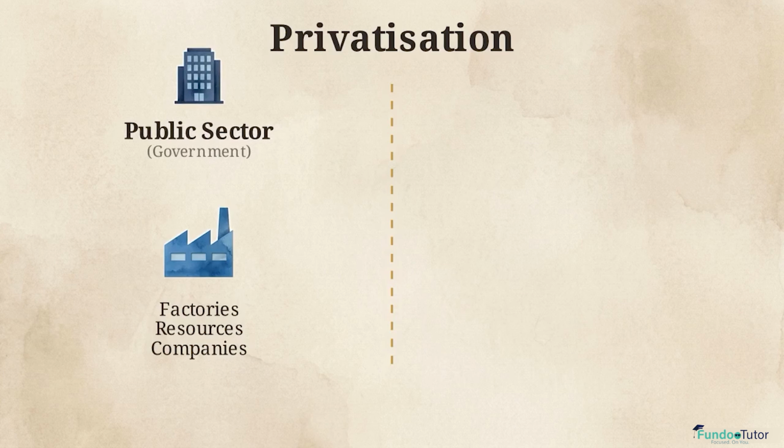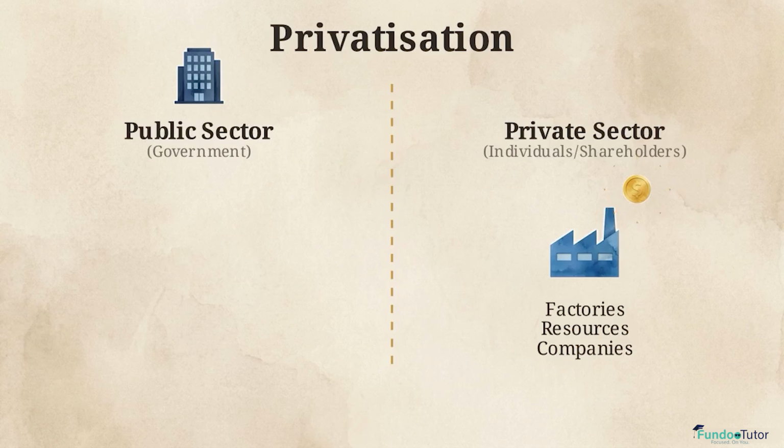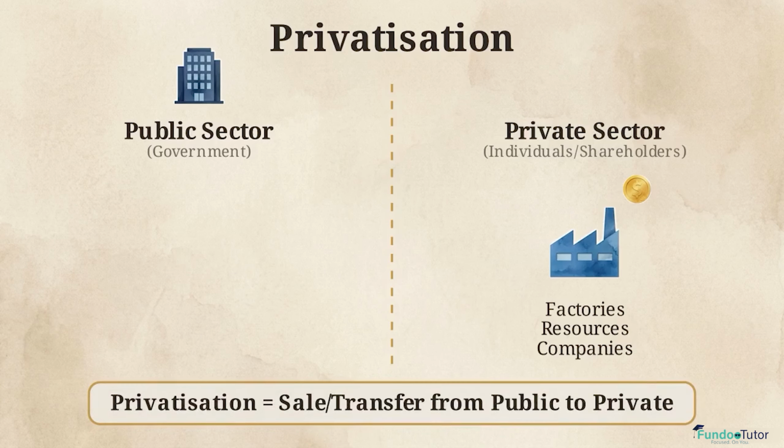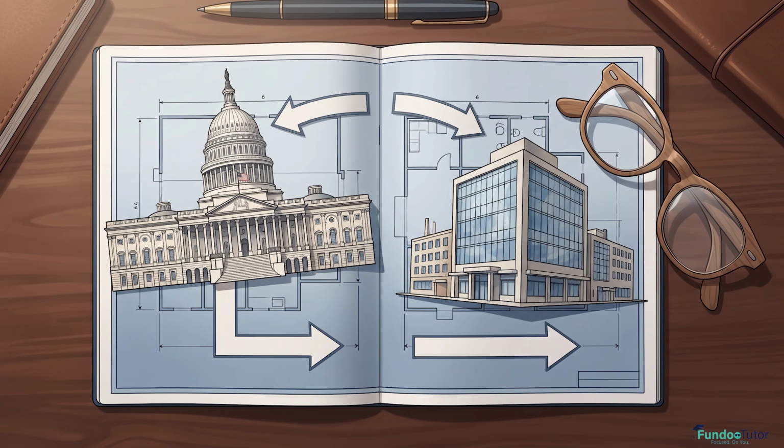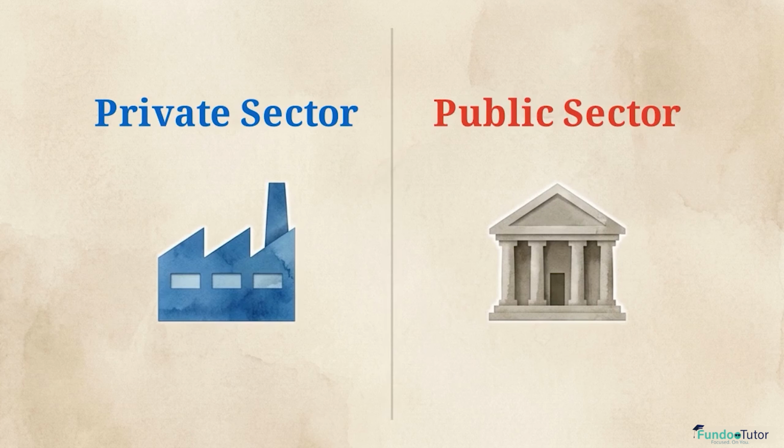Second, you must state the exact direction of that transfer. The movement must be from the public sector, the government, over to the private sector, which is owned by individuals and shareholders. Memorizing that strict directional transfer from public to private is the baseline requirement for analyzing any real-world privatization policy. Cambridge frequently tests your ability to explain the underlying differences between these two sectors.